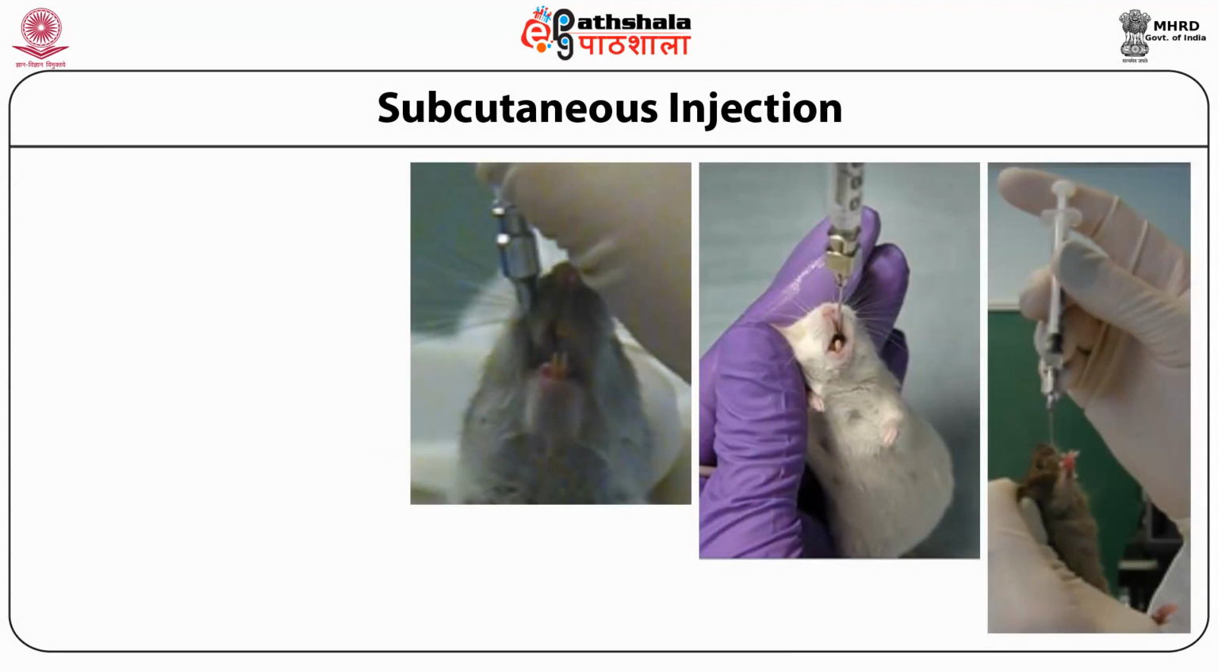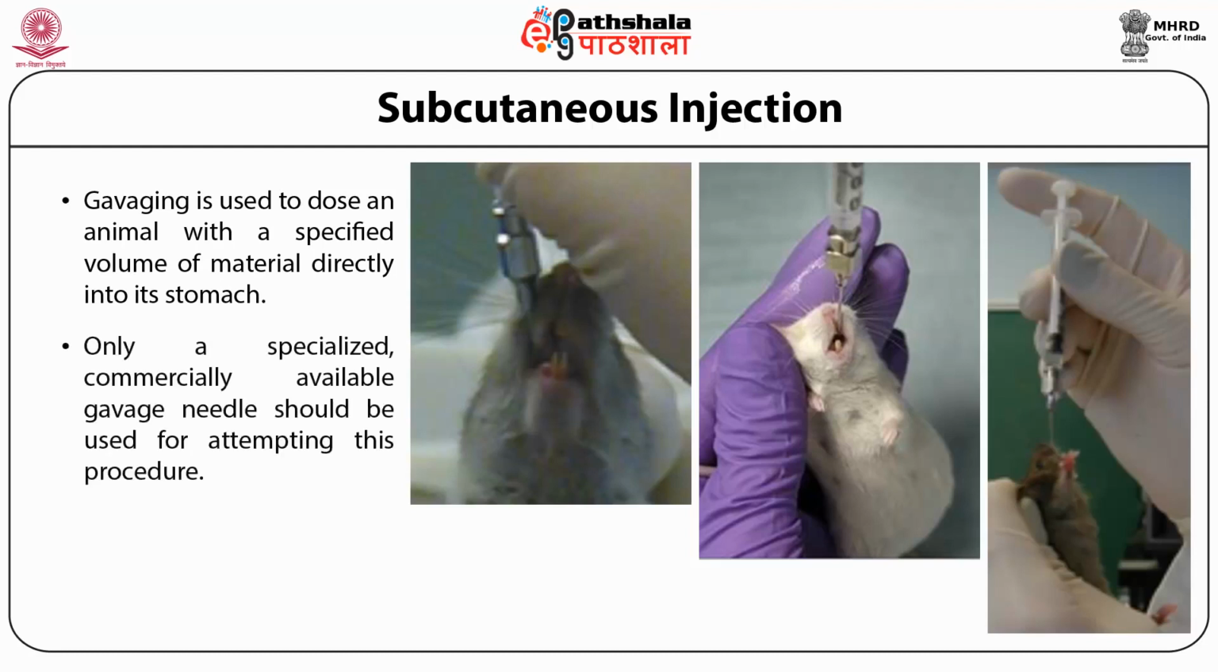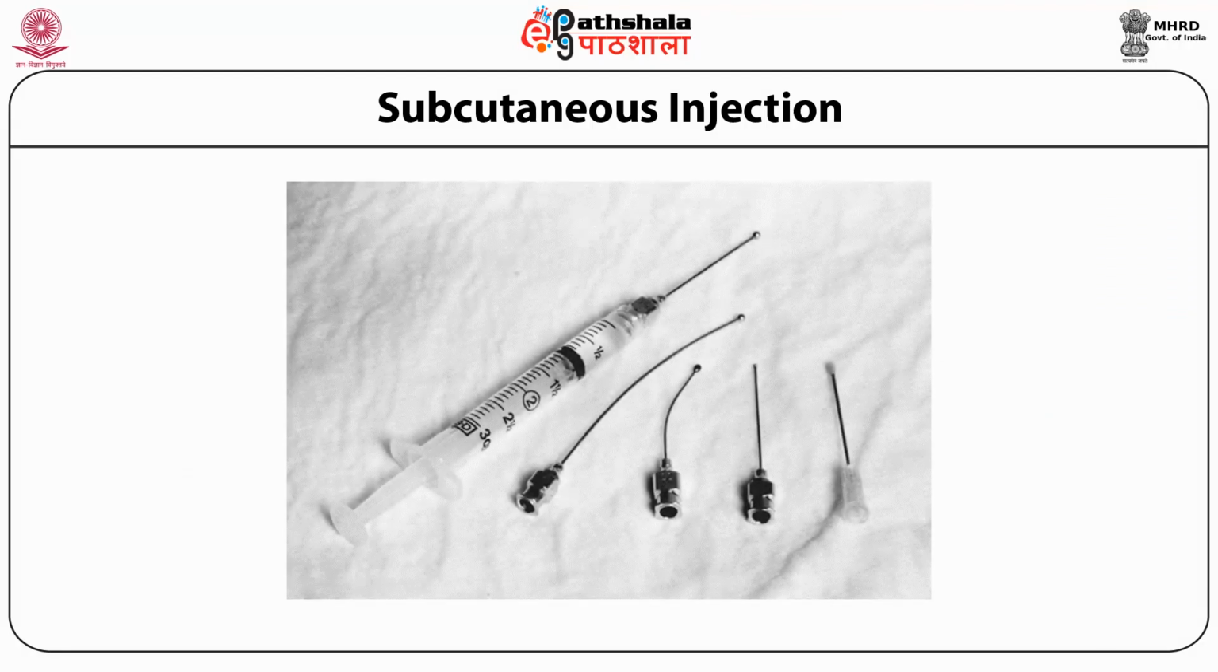Another important procedure we regularly do, giving drugs orally, is called gavaging. Gavaging is nothing but giving drugs orally. We have a commercially available gavage needle, which we call an oral needle, and it can be fitted with an appropriate syringe to deliver oral drugs. This picture shows how the oral gavage needle looks, with a blunt, round-edged tip so that it will not harm when you go into the esophageal region.